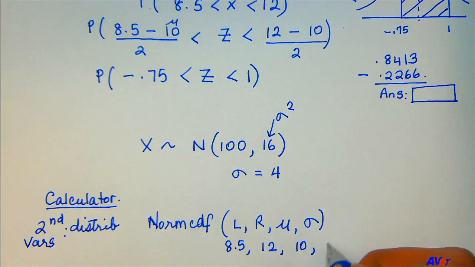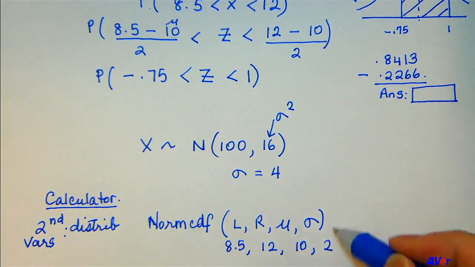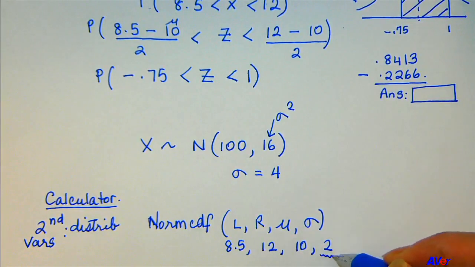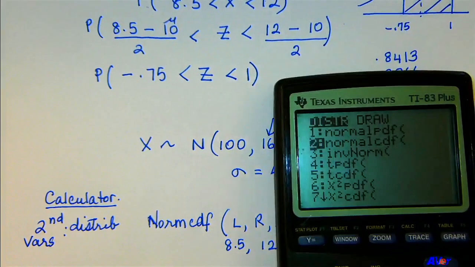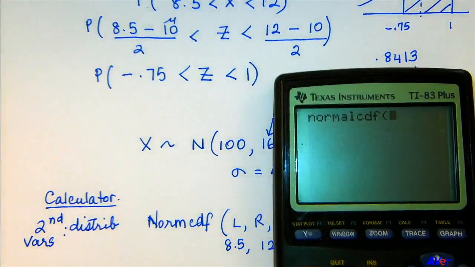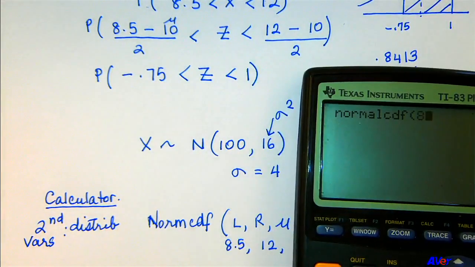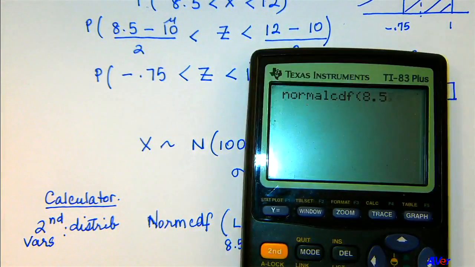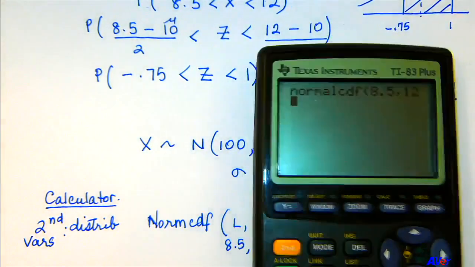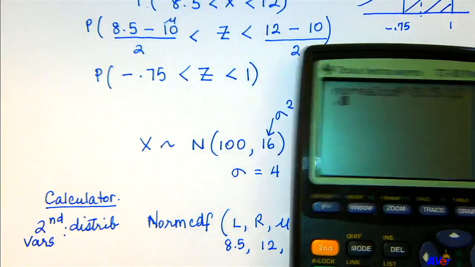What's sigma? 2. Right. So here is where you have to be careful. The calculator will do it, but you better give the calculator the right input. So left, right, mu, sigma. Stick it in and let's see what happens. So norm CDF, enter. And then left endpoint 8.5, right endpoint 12. Mu is 10.